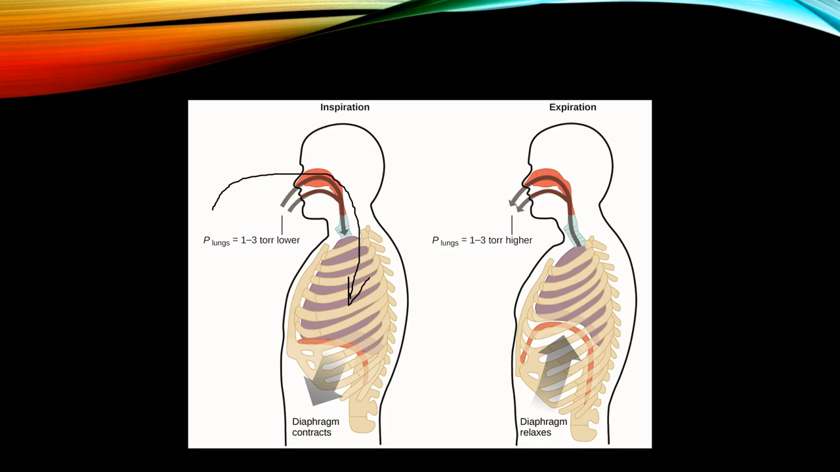And this continues until the pressure is the same on the inside and the outside. At that point, our diaphragm relaxes, our lung capacity, or our chest capacity, automatically lowers, and that makes the pressure inside of our chest higher than the outside pressure. And so air then leaves the body.